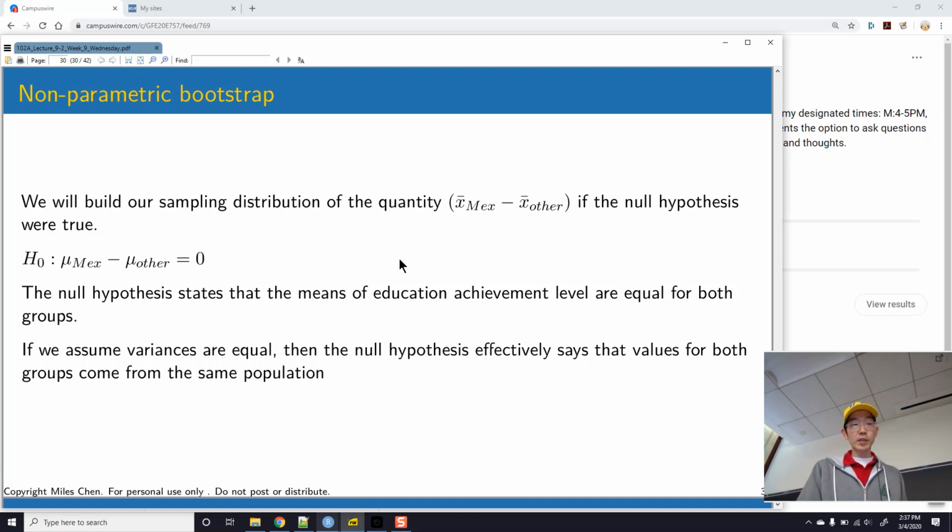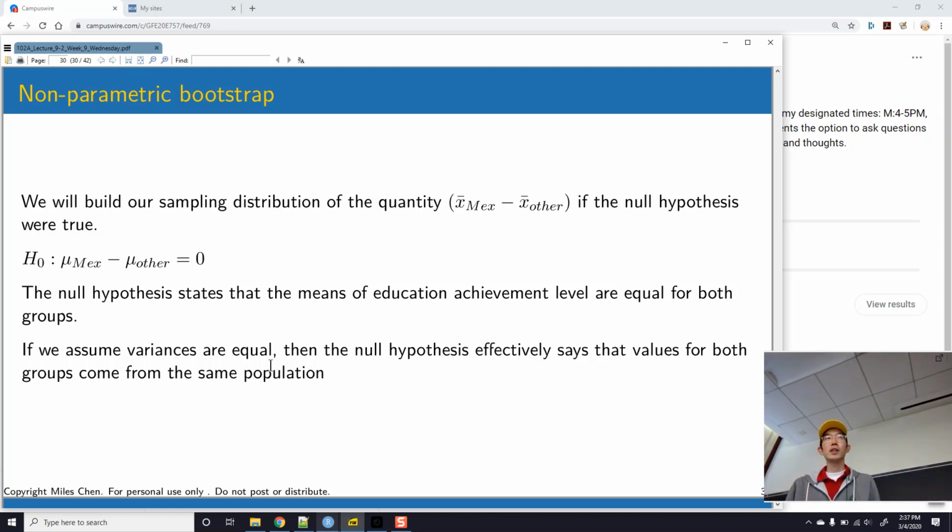Okay. If the null hypothesis were true, there should be no difference. Or, if we assume variances are equal, and if the null hypothesis were true, meaning that the means are equal, then we could effectively say that both values are just coming from the same population, right?